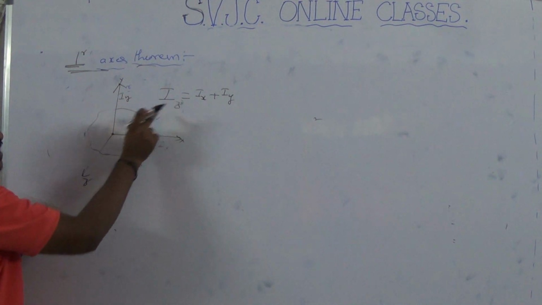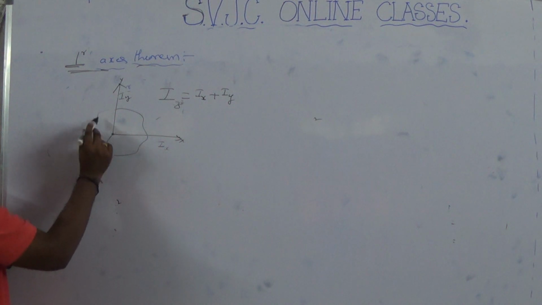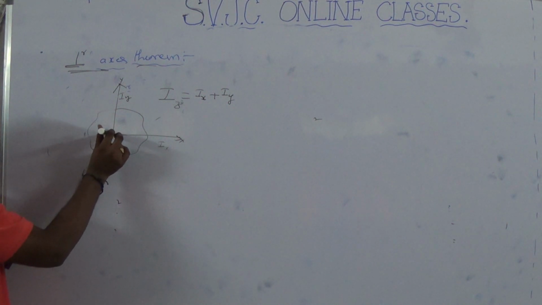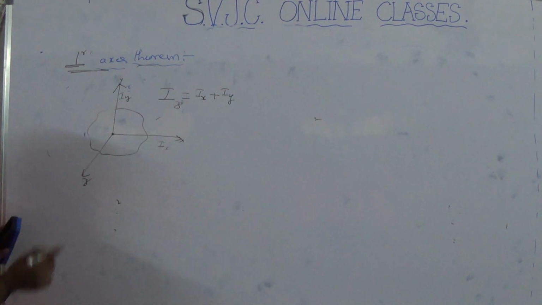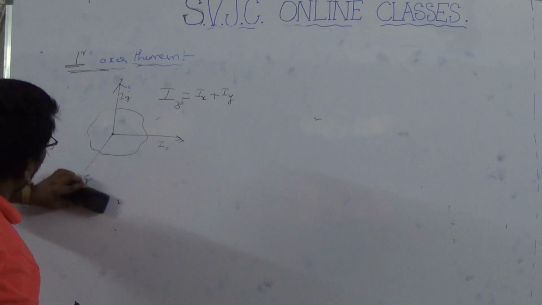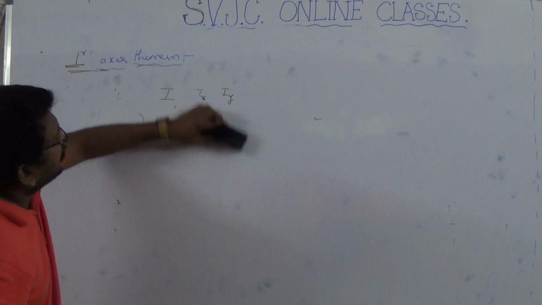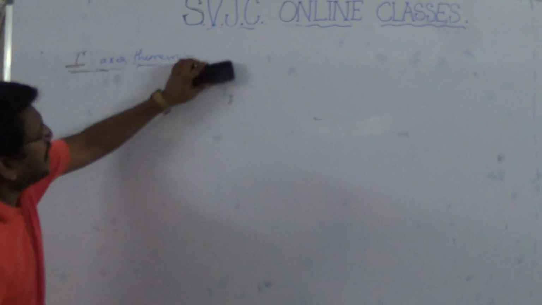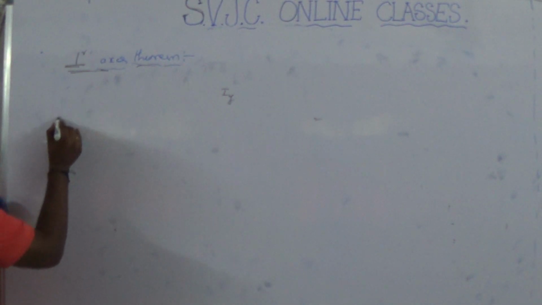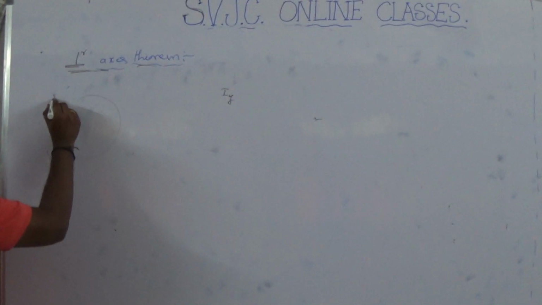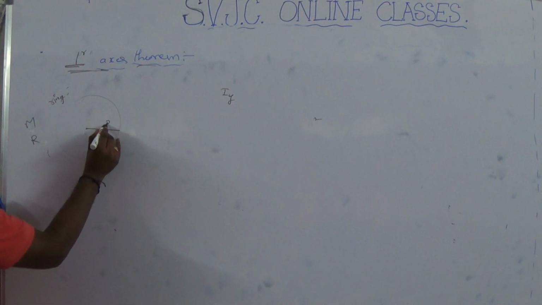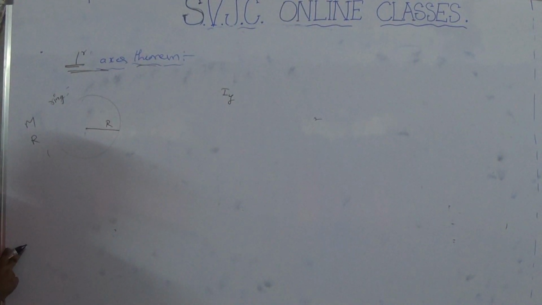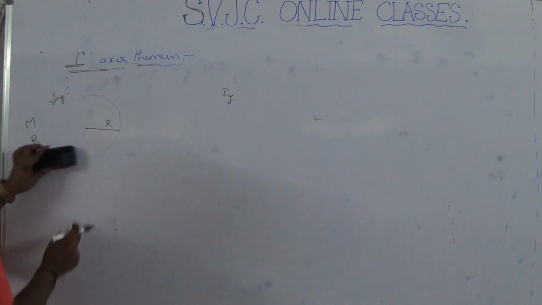Here x, y, z all are perpendicular to each other. The moment of inertia of this plane lamina about any perpendicular axis is equal to the sum of these two mutually perpendicular axes. By using this, we can calculate the moment of inertia of the disc about its diameter, or the moment of inertia of the ring. Take a ring. Mass is m, radius is r. What is the moment of inertia of this ring about its diameter?